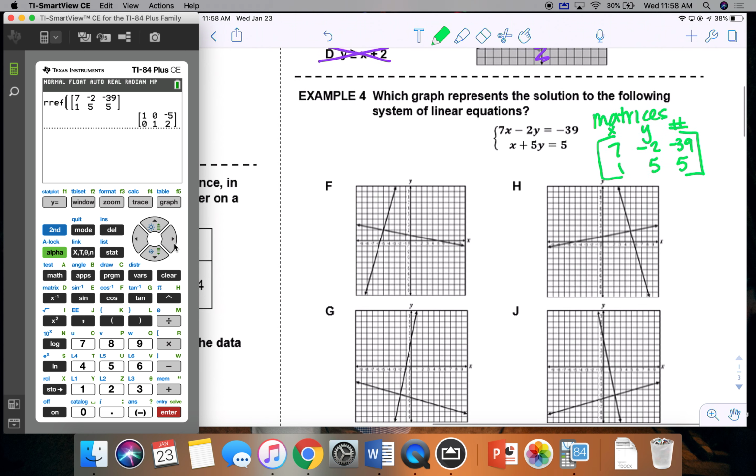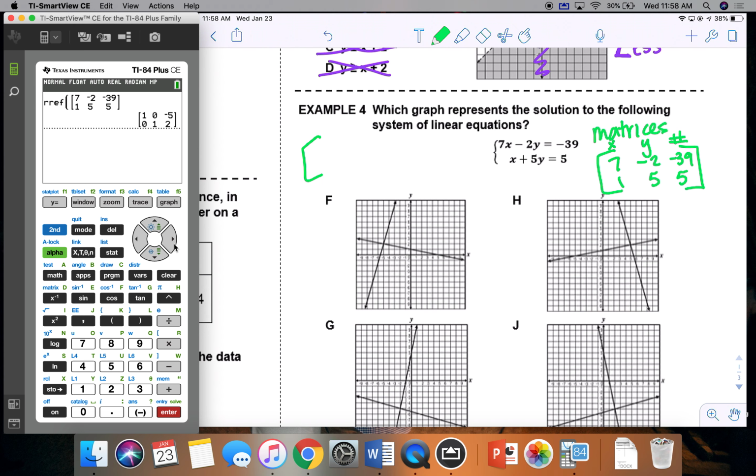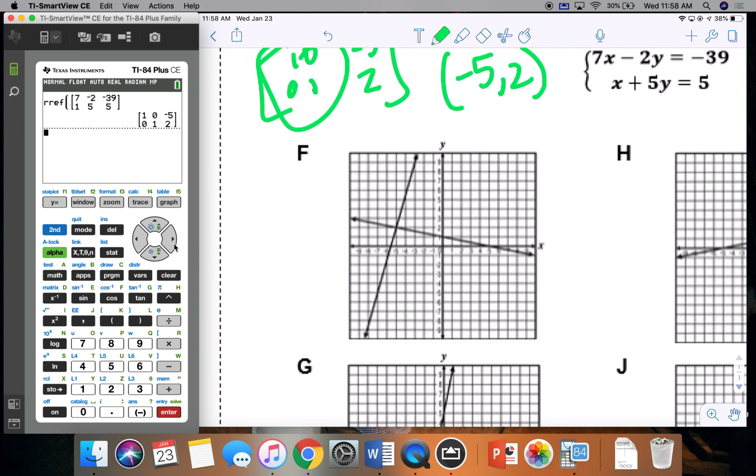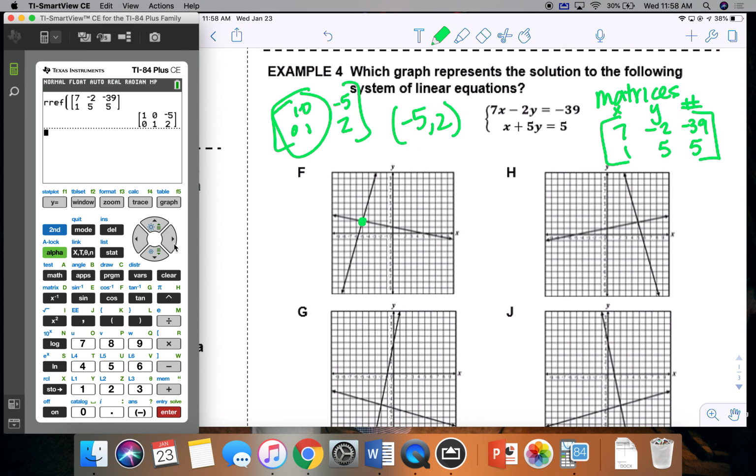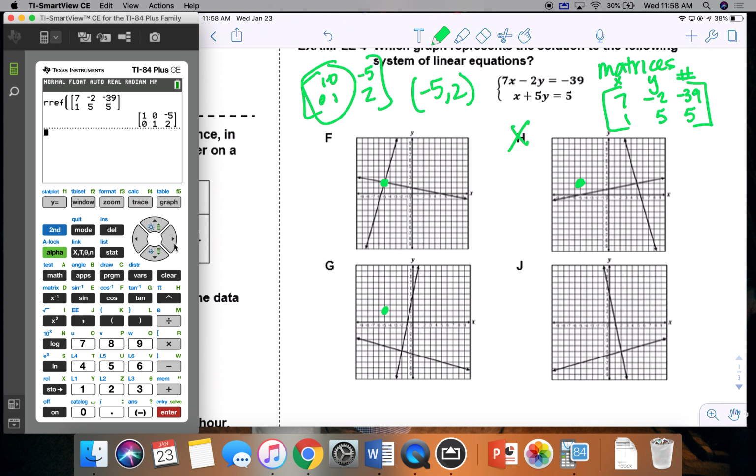When I click enter, remember that a normal solution has the 1, 0, 0, 1, which is what mine has, and then it tells me -5, 2. So my solution is -5, 2, so I'm going to see if any of these have that. So -5, 2 is right here. That would be a solution. -5, 2, H is not possible. -5, 2, G is not possible. J, -5, 2 is also not possible.